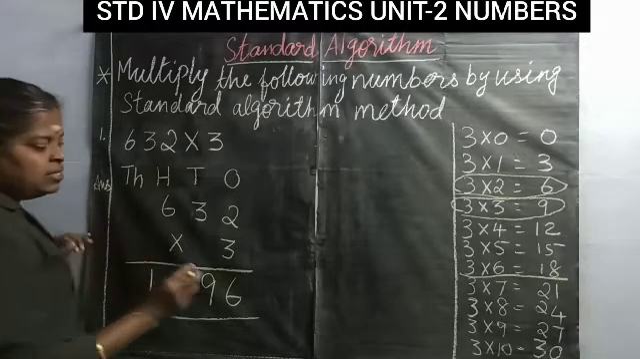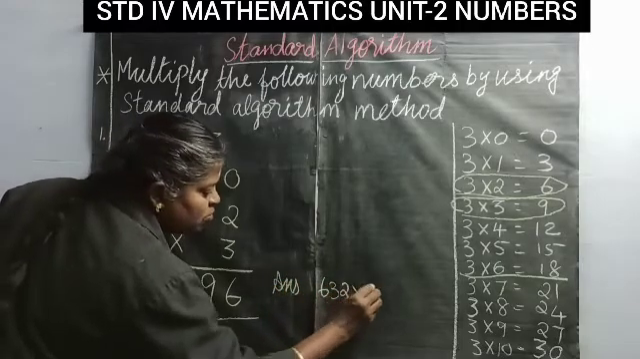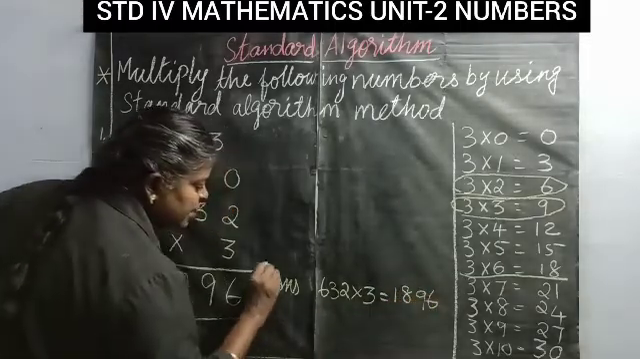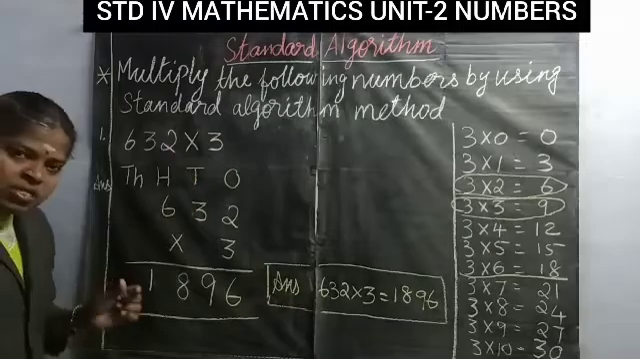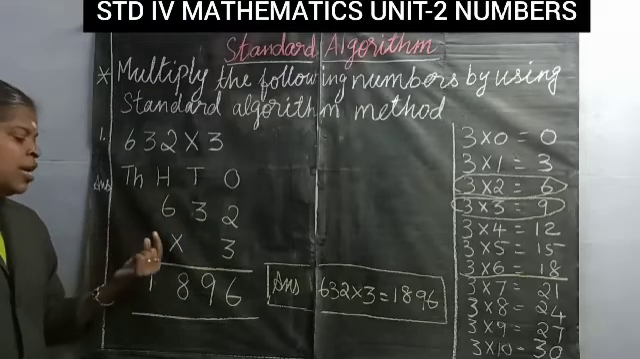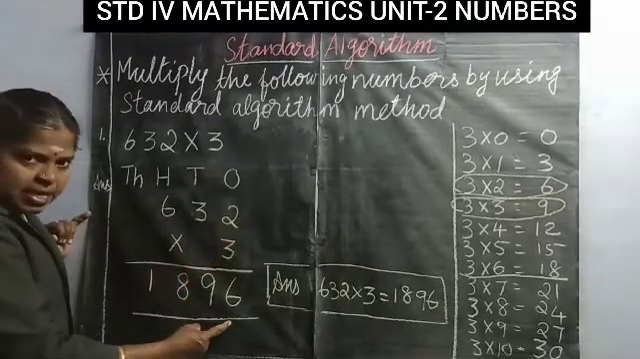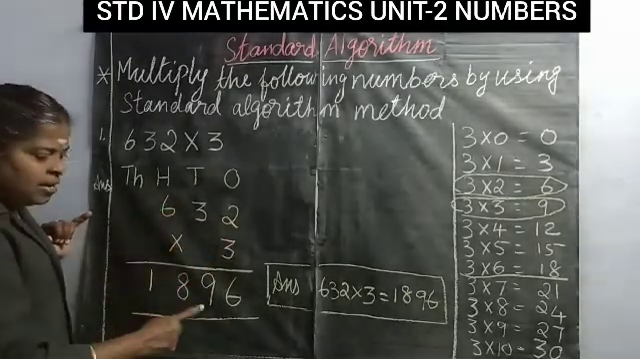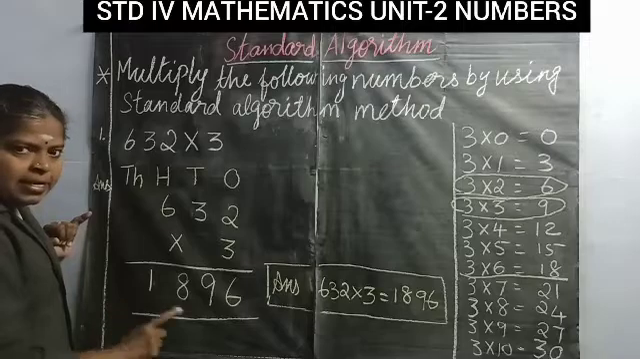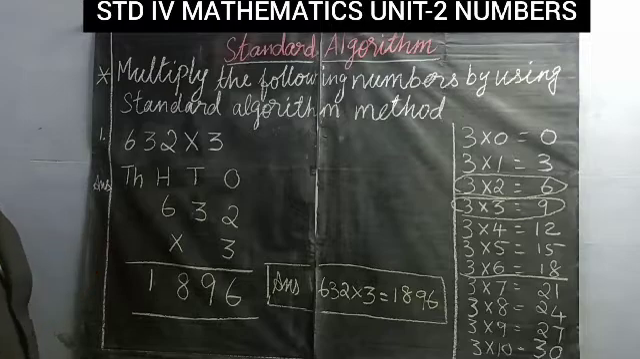Answer: 632 into 3 equal to 1896. First we write 2 in ones place, 3 in tens place, 6 in hundreds place, into 3. First we multiply the ones. 3 twos are 6. Next tens, 3 threes are 9. Next hundreds, 3 sixes are 18. So answer 632 into 3 is 1896.